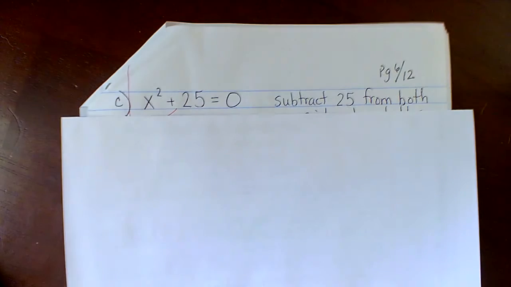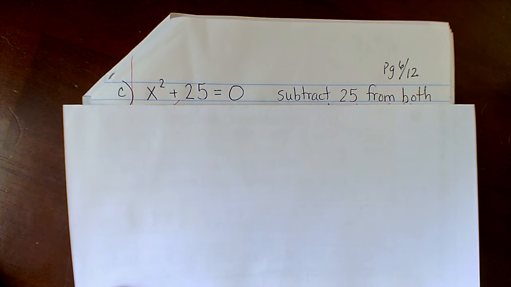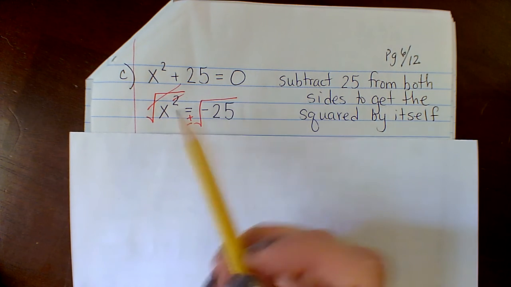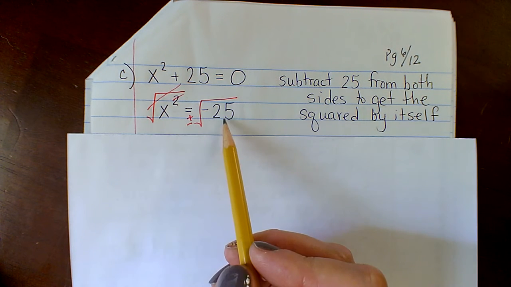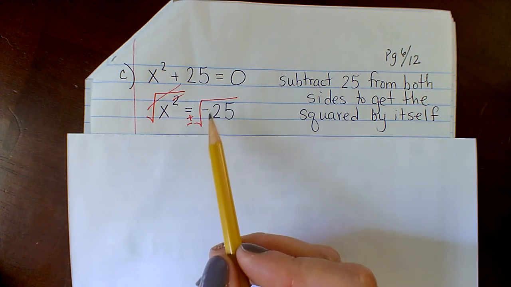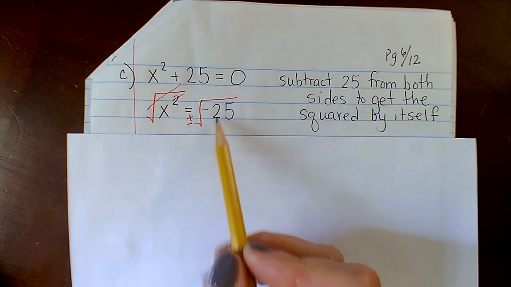So let's look at x squared plus 25 equals 0. To use the square root property, we need to subtract 25 from both sides to get that squared term by itself. In doing so, we get it set up for the square root property. We take the plus or minus square root of both sides, but hold up. Look at that negative. How are we going to take the square root of a negative?